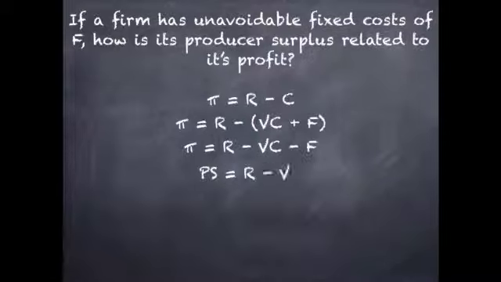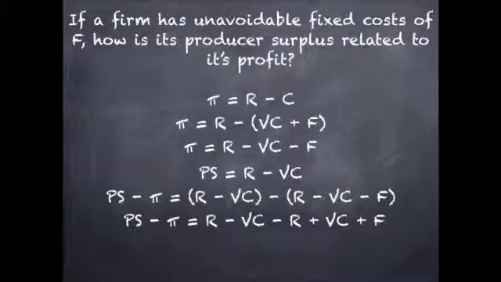Producer surplus is going to be revenues minus variable cost, as your book defines it. We can use these two pieces of information, the producer surplus and the profits, to look at what the relationship is going to be. So we're going to take producer surplus and subtract profits off of it.